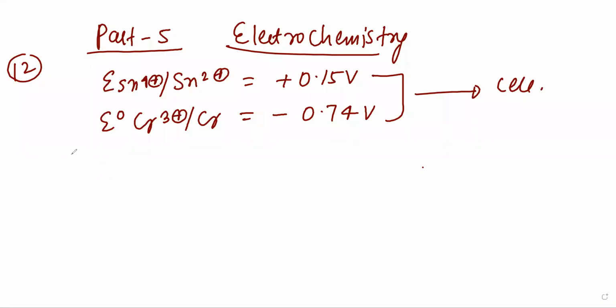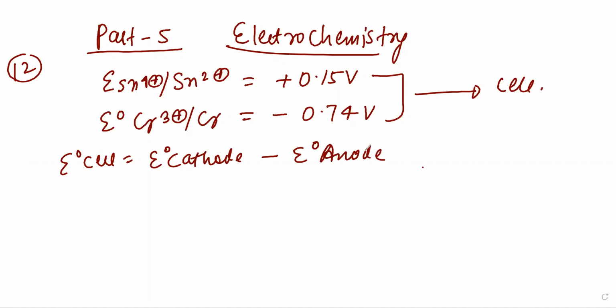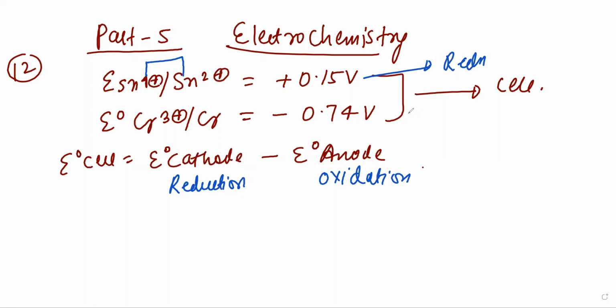So we know how to calculate a standard cell potential. E naught of cathode minus E naught of anode, right? So how do you know which is cathode and which is anode? Cathode means where reduction happens. Anode means where oxidation happens. Reduction means gain of electron. So you can see here Sn4+ is gaining electron, so this is your reduction part, and obviously this will be the oxidation.